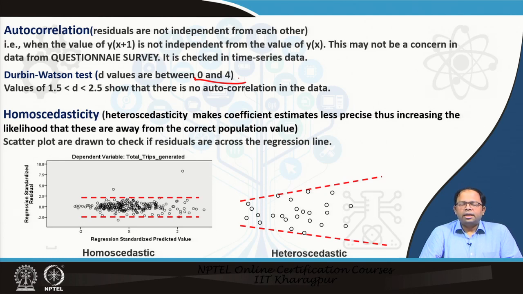So, that should be there in the data, because heteroscedasticity makes coefficient estimates less precise, thus increasing the likelihood that these are away from the correct population value. So, if you see, this is heteroscedastic data. This is how the data would have been, we would have found the data, and this is homoscedasticity. We can observe over here.